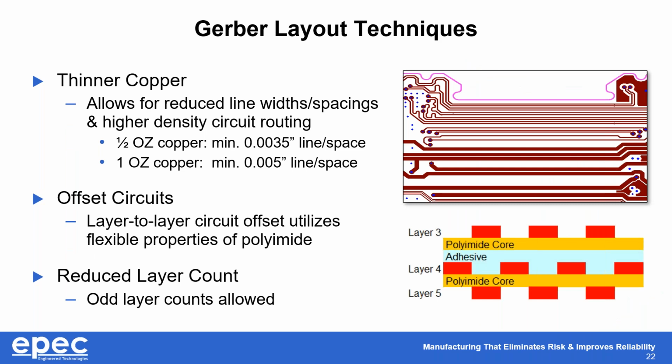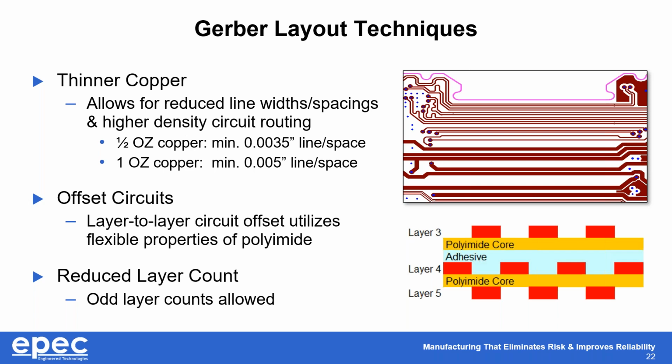Moving on into the Gerber layout, if you have experience in laying out rigid board layout, some of these things are going to be pretty straightforward. Because in a flex circuit, your preference is to use thinner copper. Thinner copper equals a thinner flex equals a tighter bend radius.